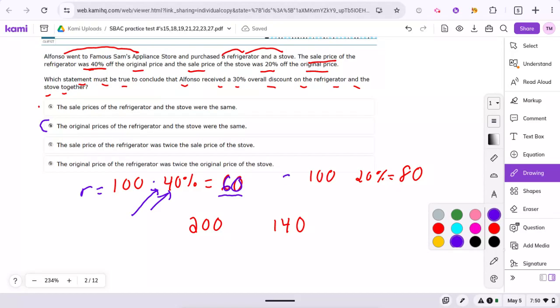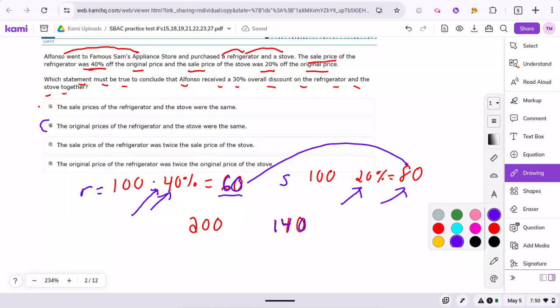And then I did the same thing for the stove. I used 100 for the original price. Then I took 20% off, which would be a $20 discount. And then that would leave a price of 80. And then I took the numbers 80 and 60, added them together to get 140.